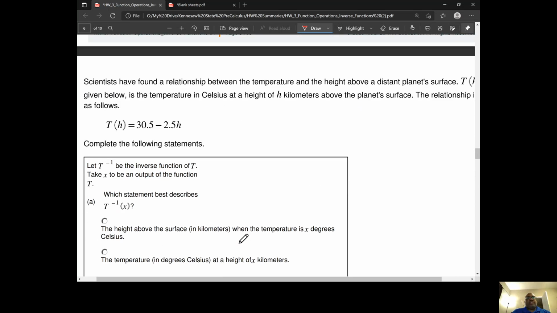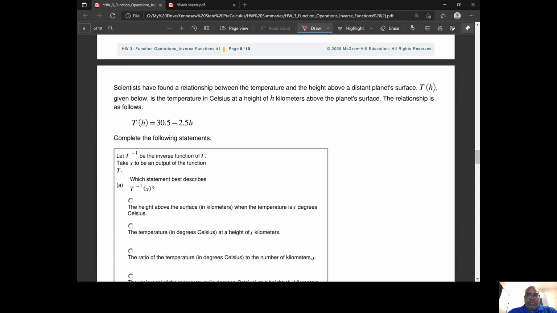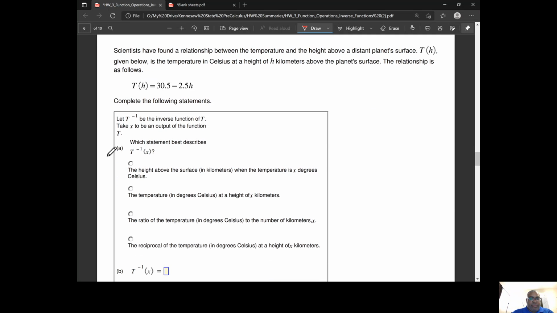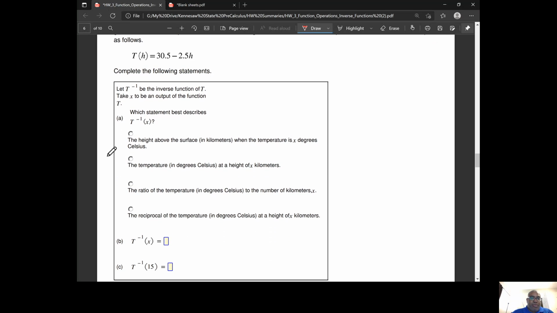All right. Scientists have found a relationship between the temperature and the height above a distant planet's surface. T of H, given below, is the temperature in Celsius at a height of h kilometers above the planet's surface. The relationship is as follows. T of H is equal to 30.5 minus 2.5 H. Complete the following statements. Let T inverse be the inverse of function T. Take x to be the output of the function T. Which function best describes T inverse of x?